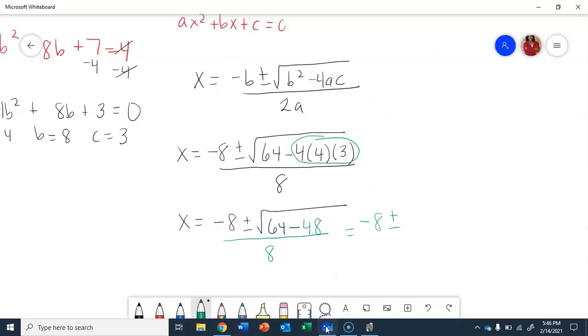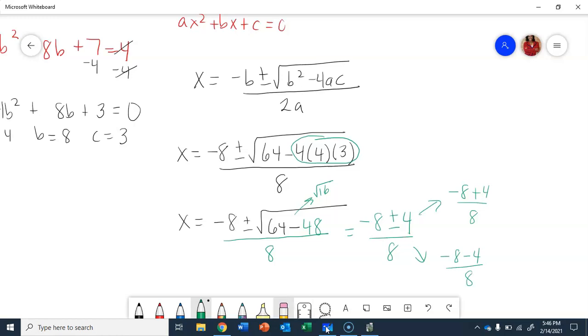So again, we got the square root of 16 right here. I'm just going to write it right here so you know where I got it from. The square root of 16 is 4, divided by 8. All right, here are your two x-intercepts. Negative 8 plus 4 over 8, and then negative 8 minus 4 over 8.